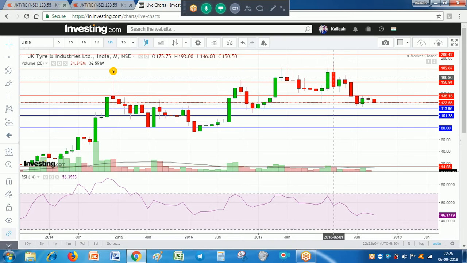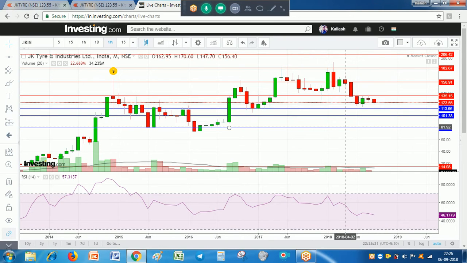Its close price is 123, and there is a red candle, but there is an immediate support level, friends. This range of 118 to 120 is a support. If the stock breaks that level, then we can see it somewhere around 113, 112. If that level is broken, then we could see it somewhere around 100, and if 100 is broken, then it can go down to the 80 level.